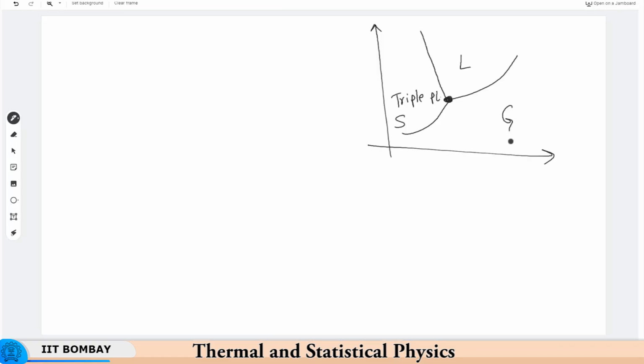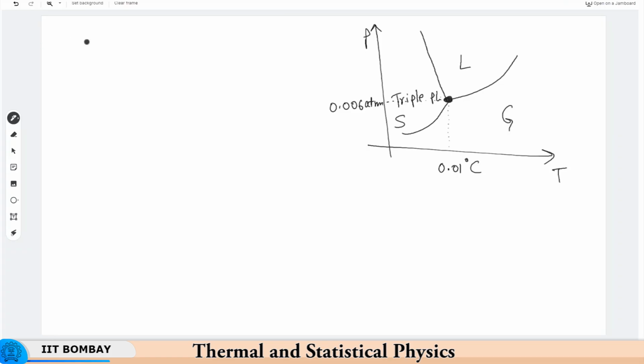And it turns out experimentally people have observed that the triple point corresponds to a temperature of 0.01 degrees Celsius and a pressure of 0.006 atmosphere. So when you cool down your water to 0.01 degrees Celsius and decrease the pressure to 0.006 atmosphere, you can see the triple point where all three phases can coexist.